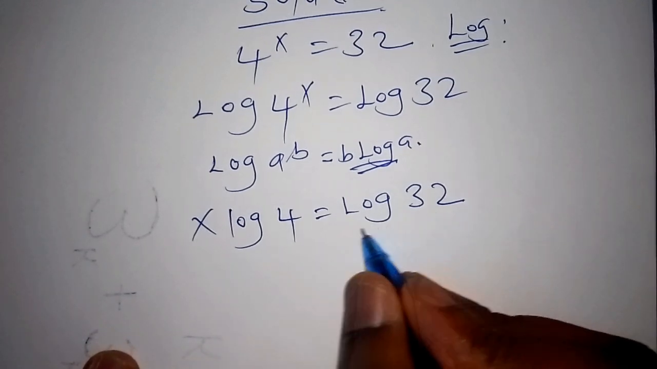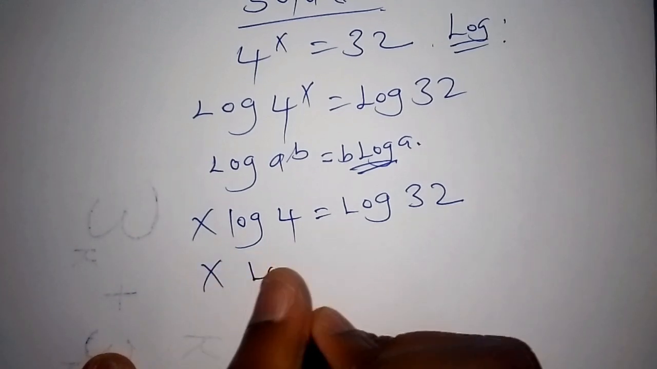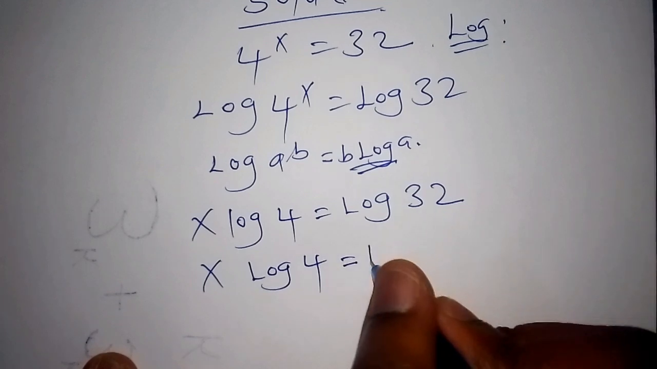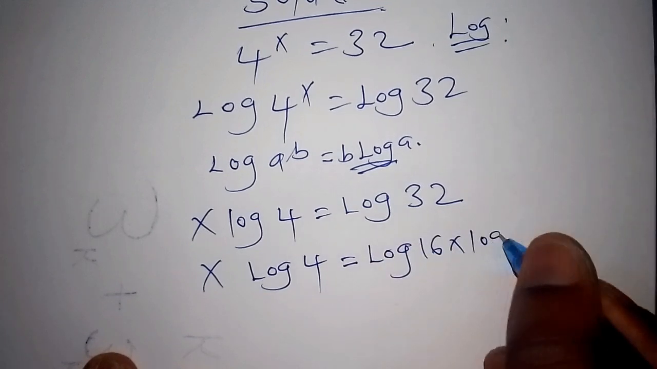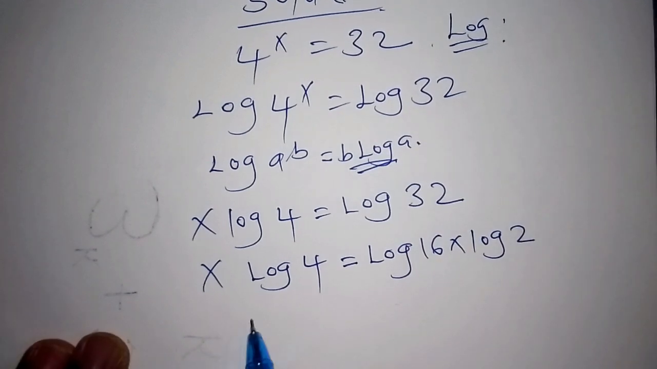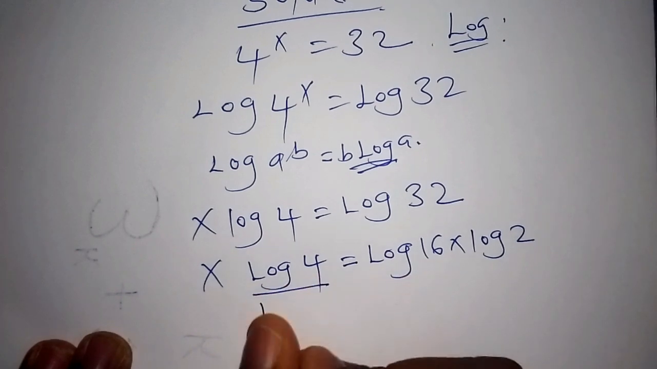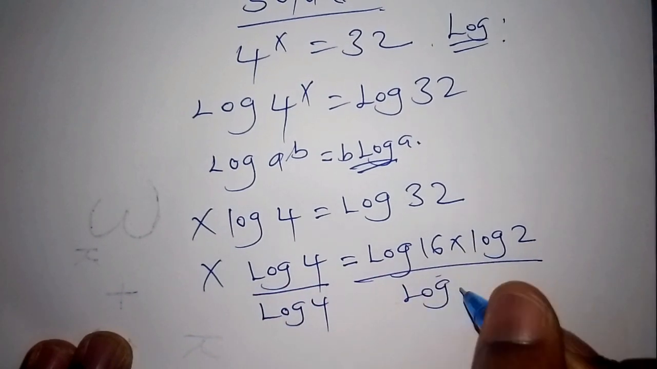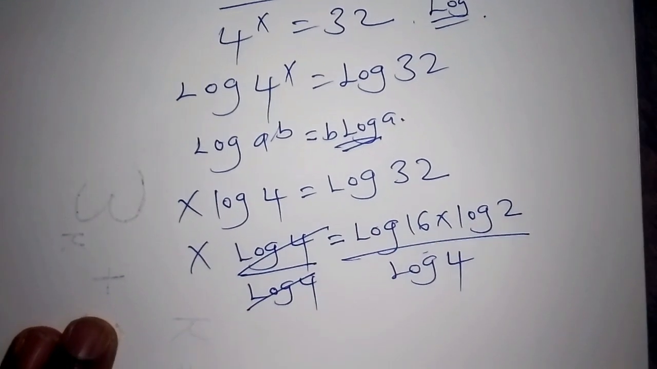We can also change the log of 32 and say that x log 4 is equal to the log of 32, which can also be written as the log of 16 multiplied by the log of 2. In this case we want to do away with the log 4, so we shall divide both sides by the log of 4, so that the log of 4 and log of 4 cancel.